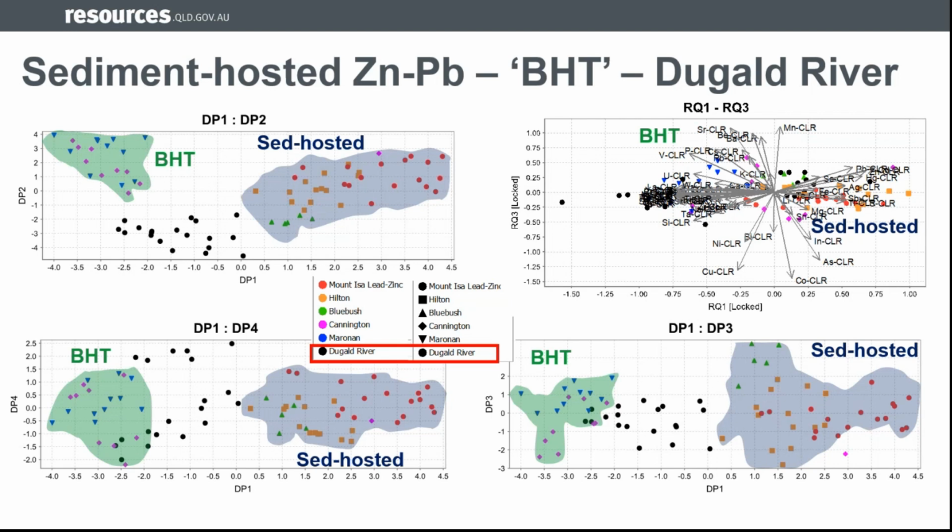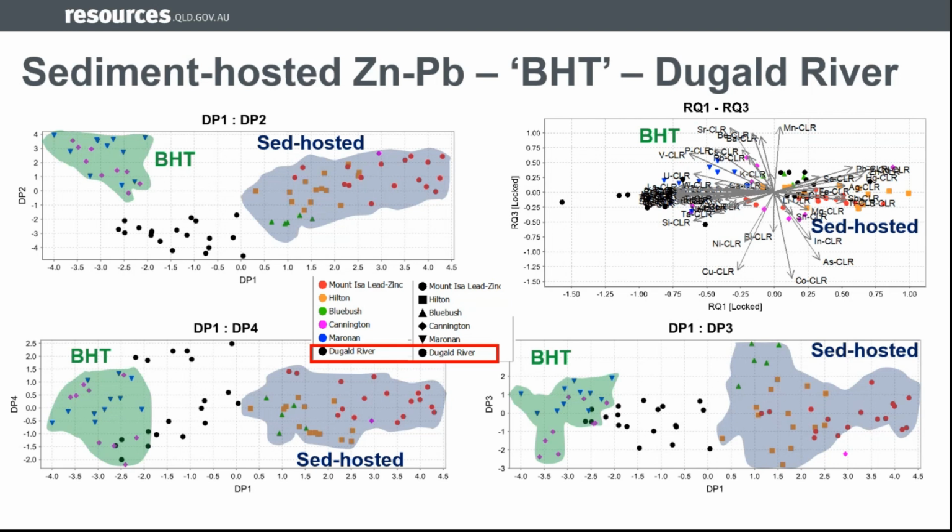Here you can clearly see that there are well-defined domains of sediment-hosted deposits and a well-defined domain of Broken Hill types. They're nowhere near each other in their bulk chemical compositions. And Dugald River chemistry sits neatly in the middle, starting from the outskirts of sediment-hosted and getting intermingled with the signature of Broken Hill types. And that's a confirmation that Dugald River is complicated.